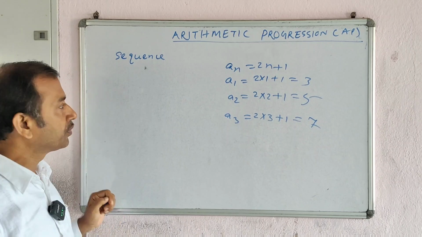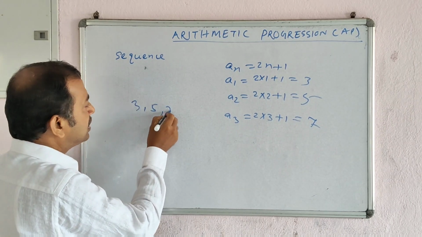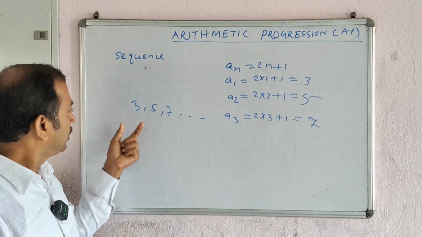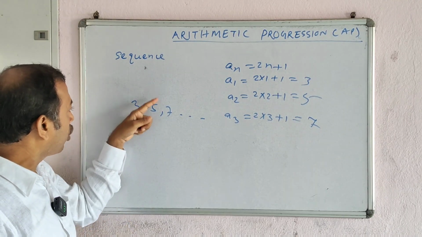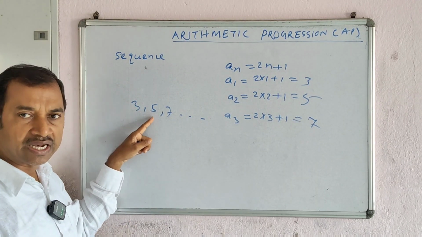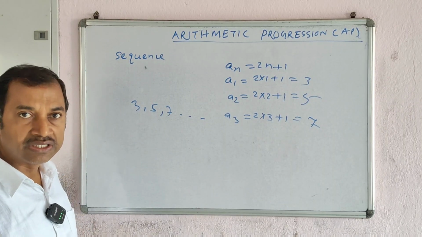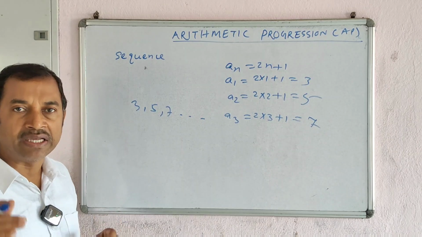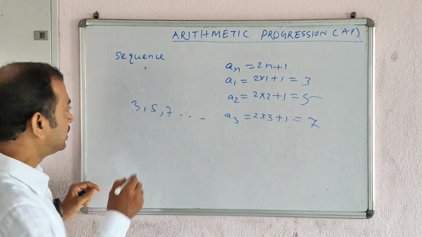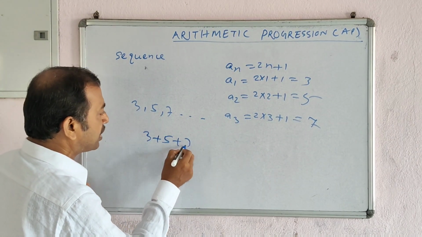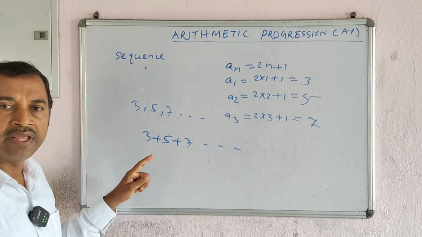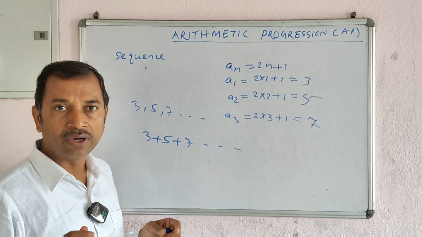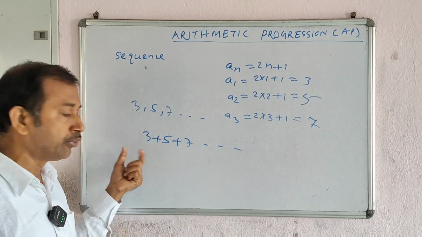A sequence. 3, 5, 7, ऐसे these numbers are called what? Sequence. Each number is called what? Terms of the sequence. This is the first term, second term, third term, terms of the sequence. If this sequence is connected with a plus or minus sign, this is called what? Series. Like 3 plus 5 plus 7 dot dot dot, this is called a series. When a series is called a progression, so see, progression क्या होता है?